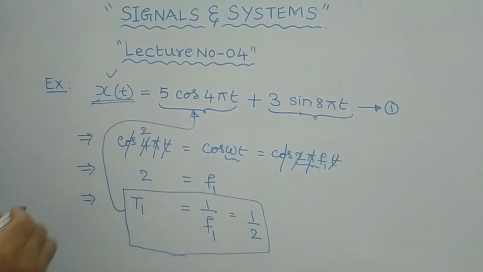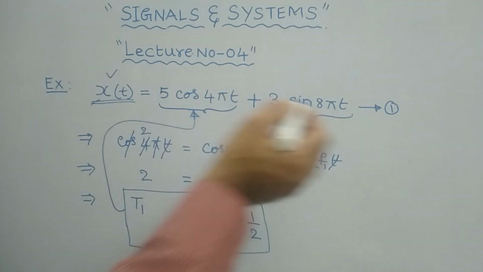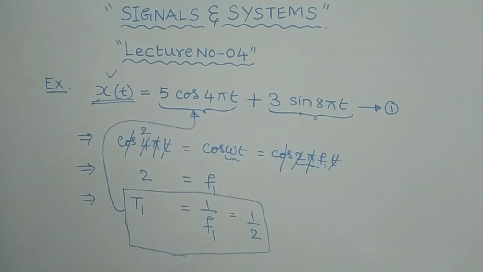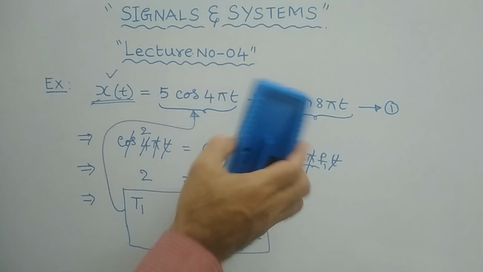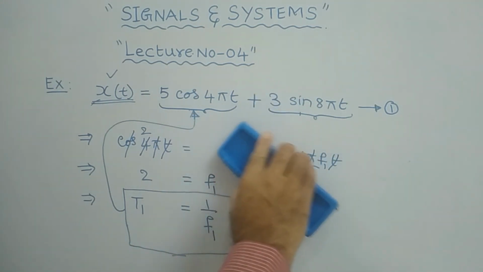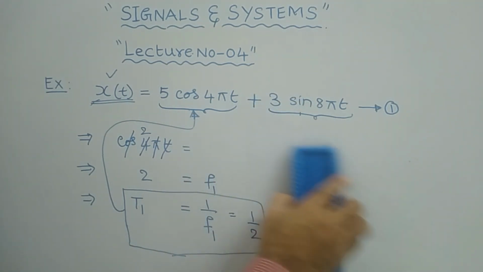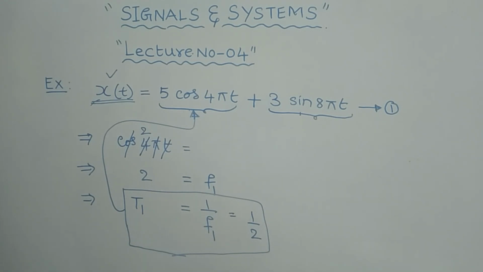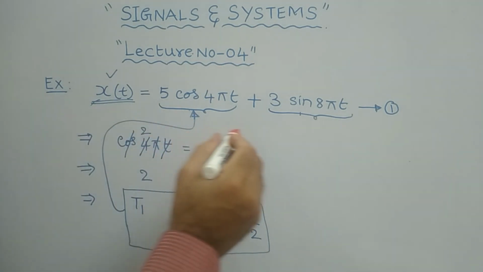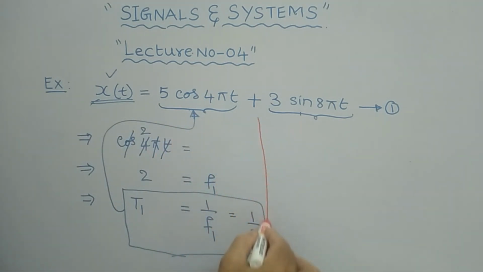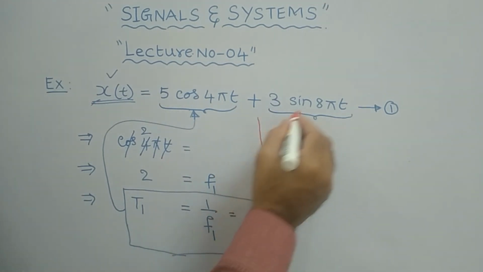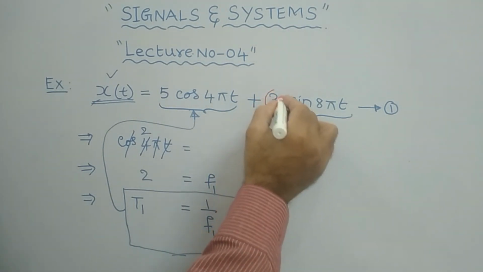And similarly, you calculate the time period for the second portion. So if you calculate the time period for the second portion, what will you get? So for the second portion, we are not required to consider the magnitude.